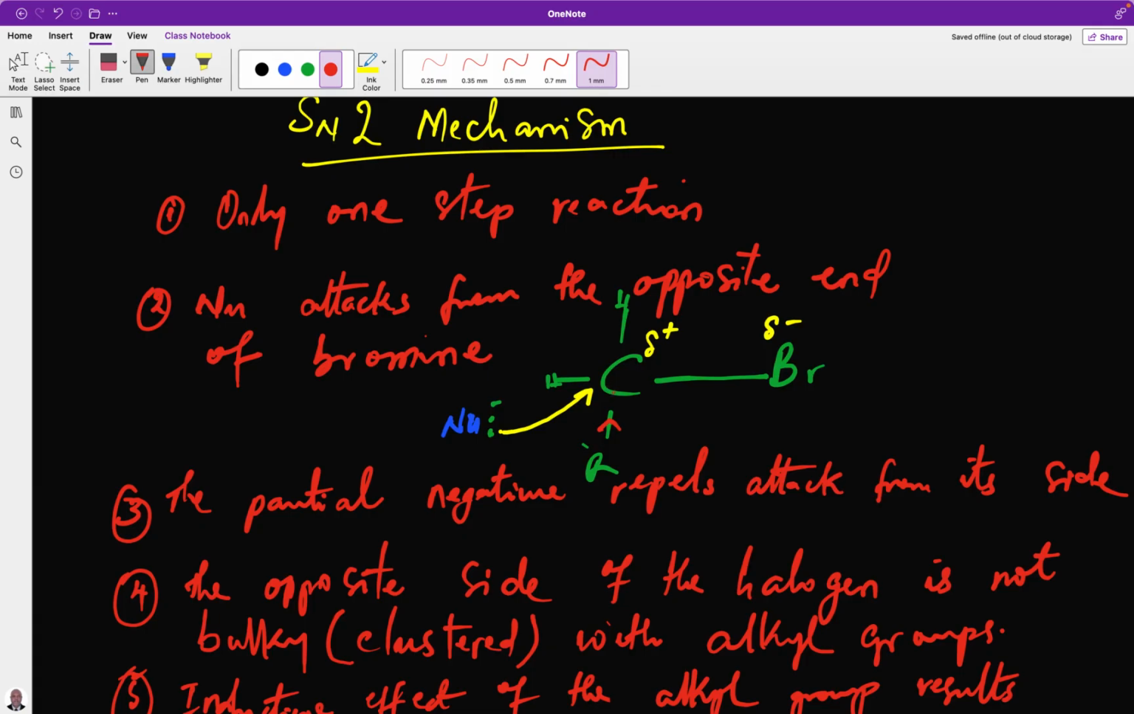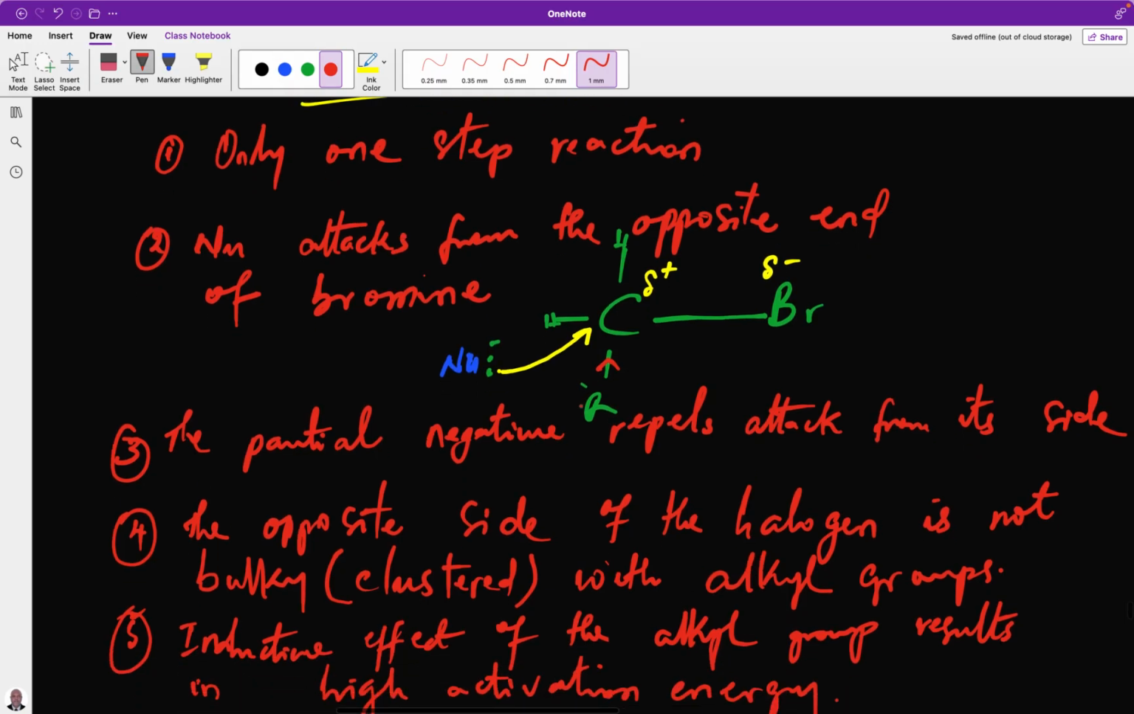Then I gave the reason that it will attack from behind: because the opposite side of bromine, where the nucleophile will attack, is not clustered. It is not bulky. Number two, it will only attack from the opposite side, because if it comes through the bromine side, the bromine will repel the attack. The partial negative bromine will repel it, so it will only attack from the opposite side.